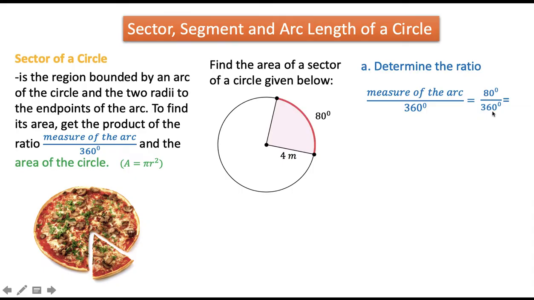Since 80 and 360, their GCF is 40. So 80 divided by 40 is 2. 360 divided by 40 is 9. So we just simplify this 80 over 360 into 2 ninths.